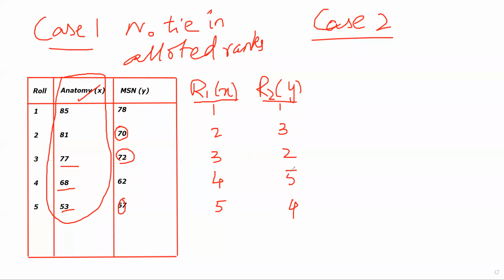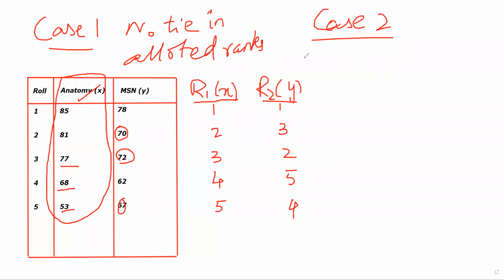You can use ascending order as well. It does not matter, but make sure that R1 and R2 are consistent. If you are using ascending order, use that ascending order both to anatomy and MSN. एक को ascending order में दूसरे को descending order में नहीं use करना. Okay, I hope this point is clear.